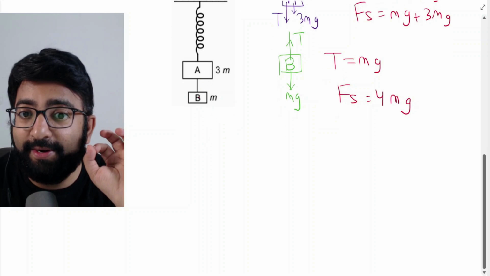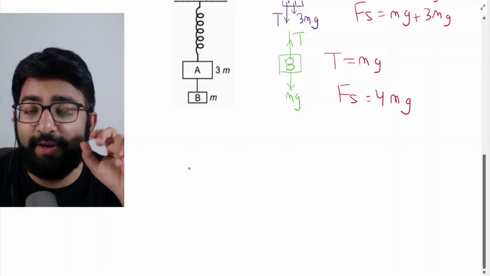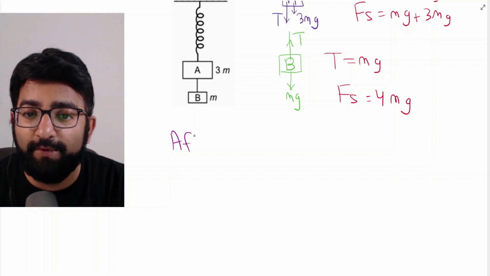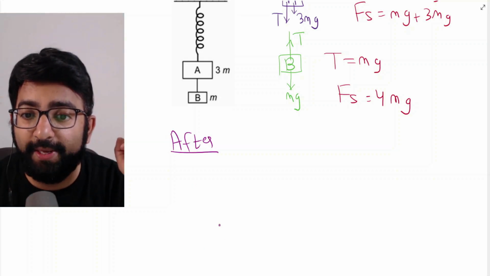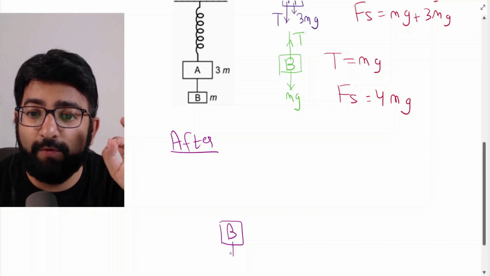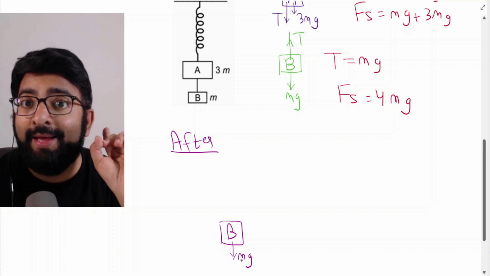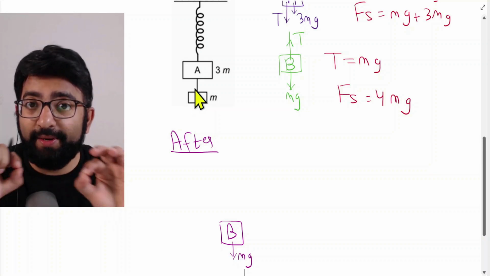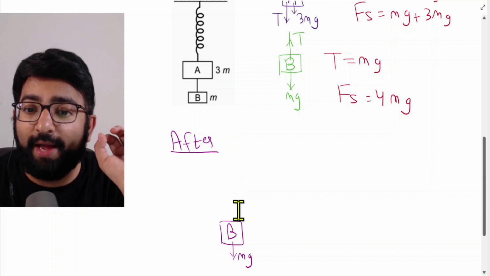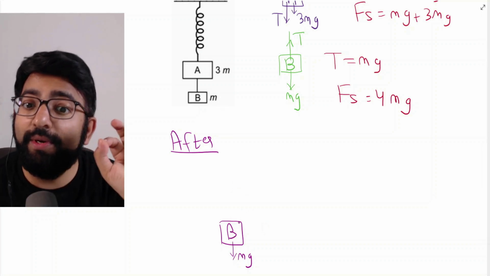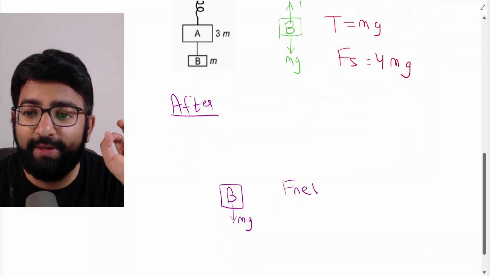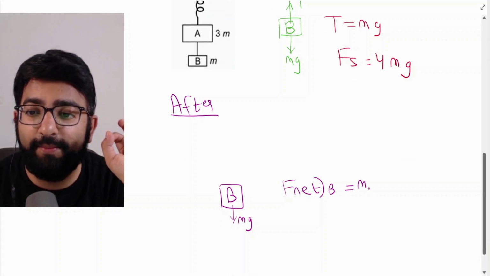Now let us say if we detach this particular string, so we cut the string, what will be the different force diagrams now? So let's write. Afterwards, let's focus on B first. Now we know the obvious force acting on B is the weight of object B, which is mg downwards. In this situation, once the string has been cut, there will be no tension acting on B. So there will be no upward force acting on B. Hence, we can say the only force which is acting on B is mg. So for B, let us write the net force acting on B will be mg.